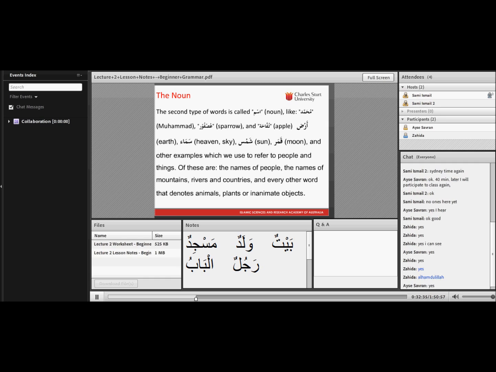And this is very, very similar to the English language, so we shouldn't have much problems with this one. Okay, so just reading the slide here in front of me. The second type of words is called ism, or noun. Like Muhammad, which is a name, proper noun Muhammad. Asfur, sparrow, and tufaha, apple. Also, ard, earth; sama, heaven or sky; shams, sun; and qamar, moon. Very, very often used in the Quran. We should all know the meaning of these words: ard, sama, shams, and qamar.